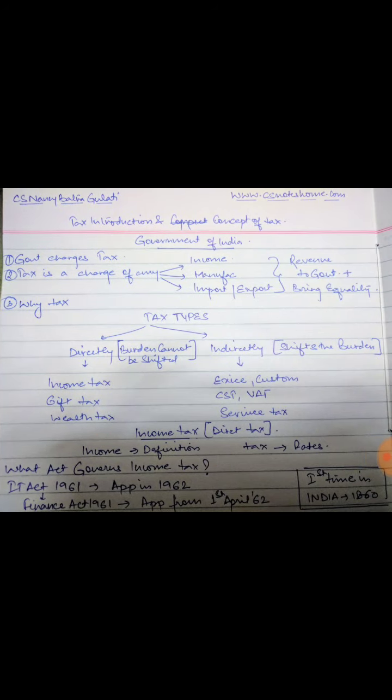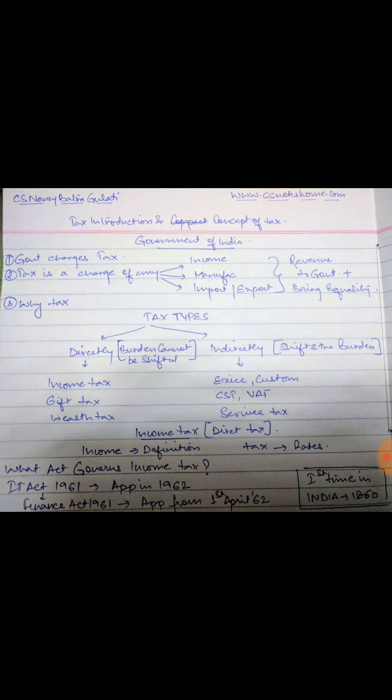Fine. Coming back to the same notes. What act governs income tax? Income tax is governed by the Income Tax Act 1961, applicable in 1962. The logic of 1961 and 1962 is the same as the previous year and assessment year. I'll be taking these terms in detail, with examples, in my upcoming videos. At present I will just give you a very small introduction about it.